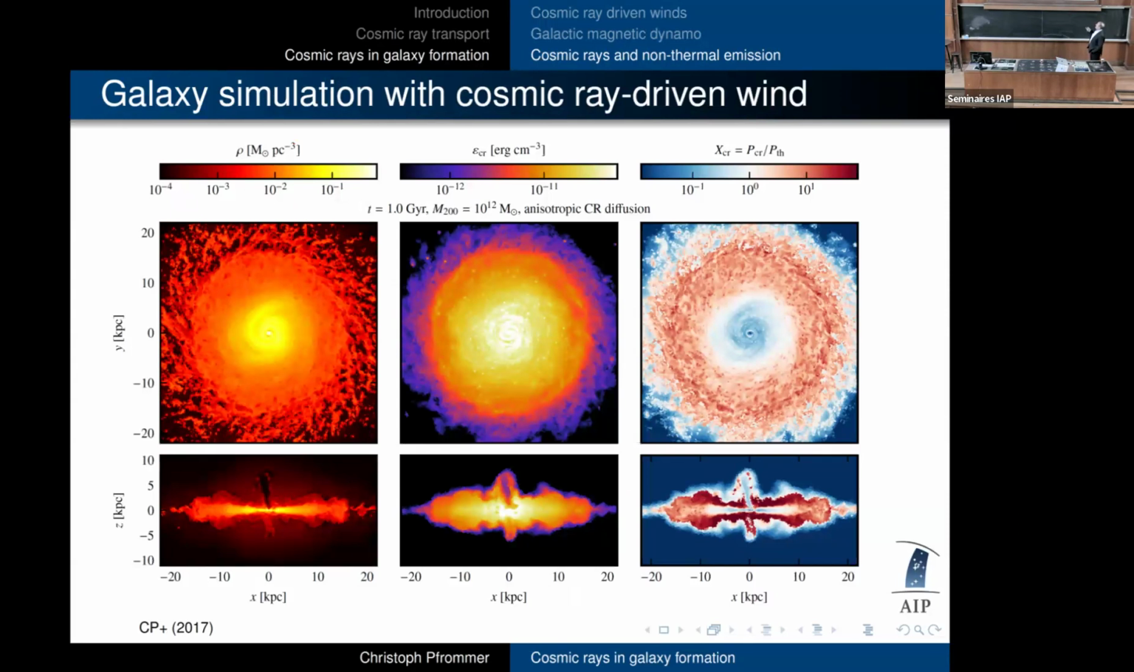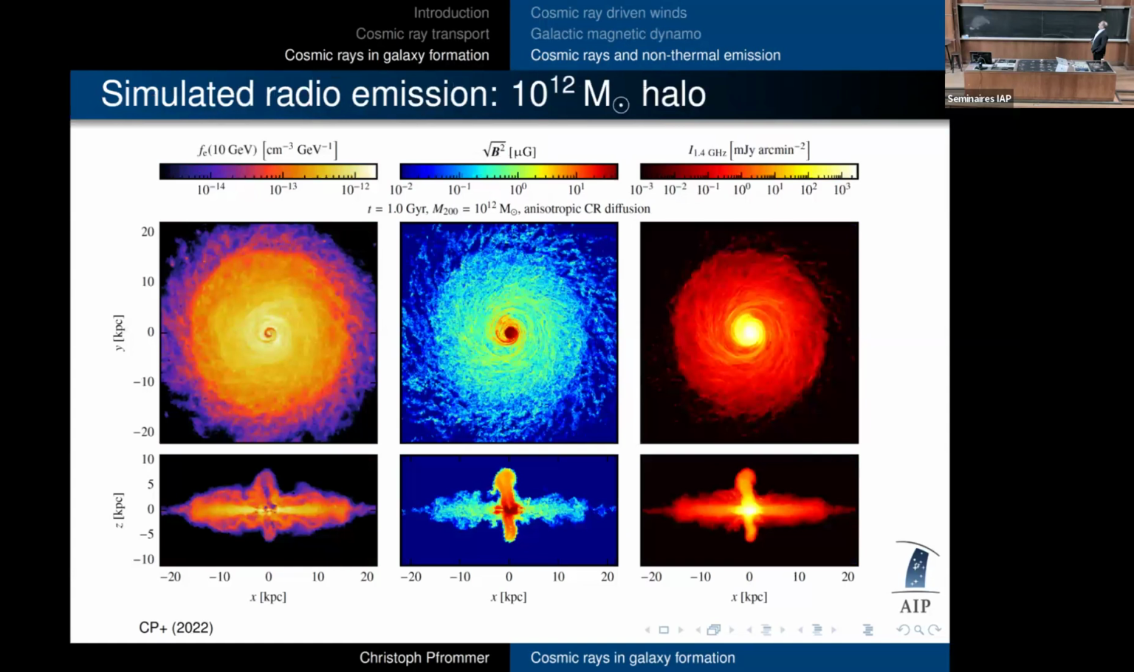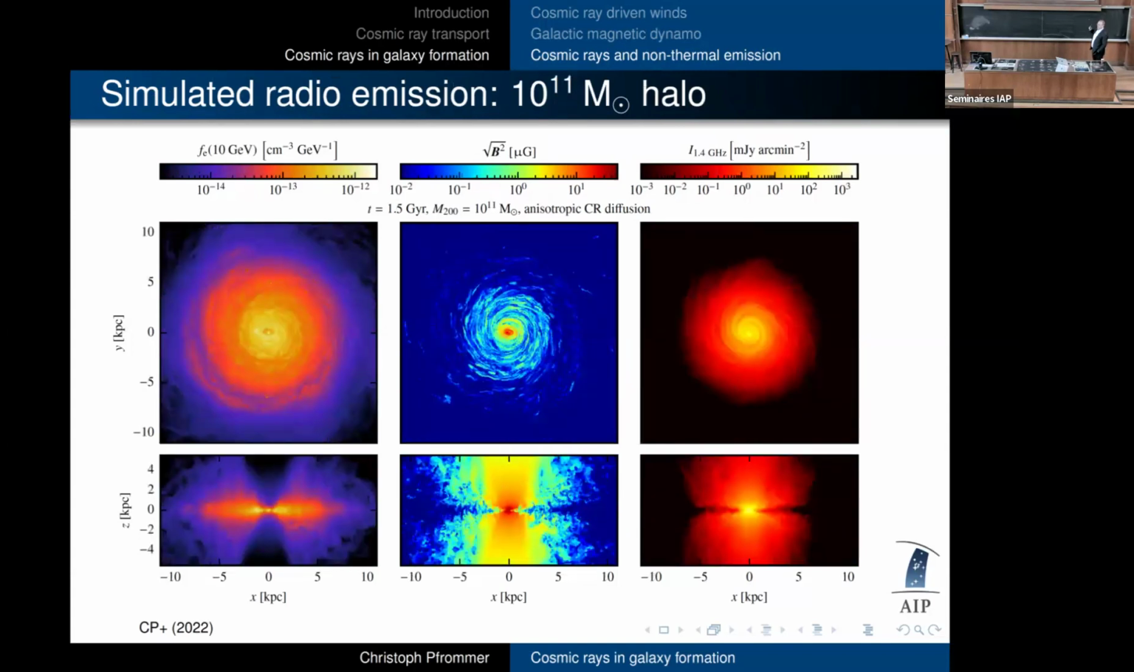Now, coming back to our simulation, that's the density, the cosmic ray energy density, and the cosmic ray to thermal pressure ratio, which dominates in the outer part and is less prominent in the inner part. There's an equipartition right around the solar ring at 8 kiloparsecs from the center. Maybe it's a coincidence. That's what the simulations give you. That's now the electrons. These are the magnetic fields that grew via this dynamo, and that's the synchrotron emission for the Milky Way, for a dwarf galaxy.